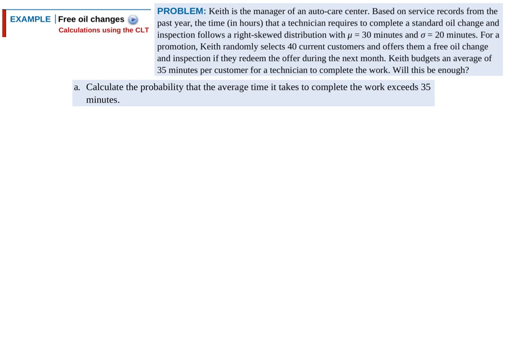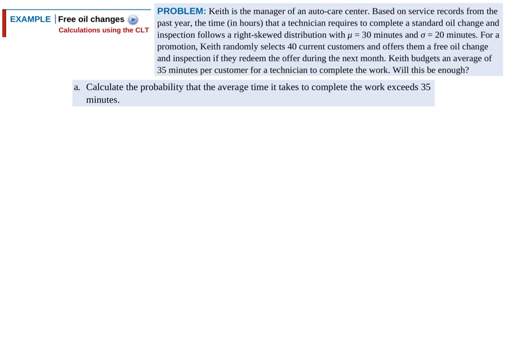Here's the problem. Keith is the manager of an auto care center. Based on service records from the past year, the time that a technician requires to complete a standard oil change and inspection follows a right-skewed distribution, with the population mean being 30 minutes and the standard deviation being 20 minutes. For a promotion, Keith randomly selects 40 current customers and offers them a free oil change and inspection if they redeem the offer during the next month. Keith budgets an average of 35 minutes per customer for a technician to complete the work.